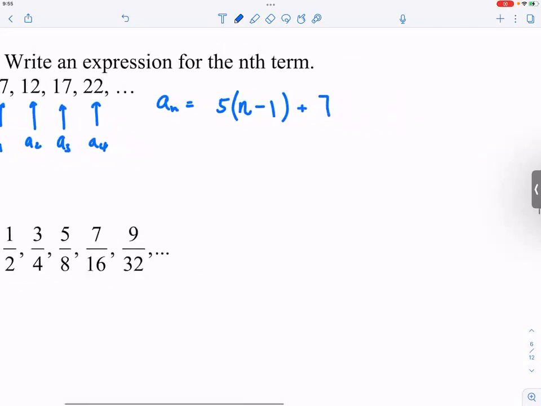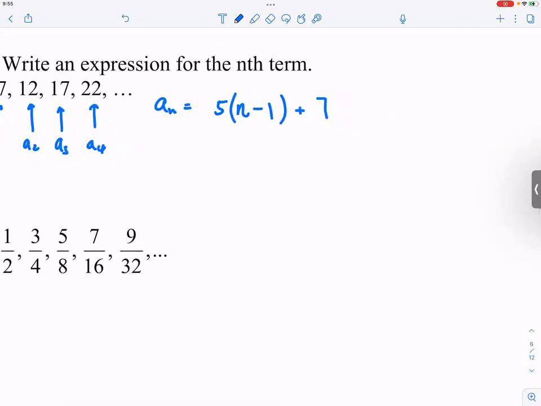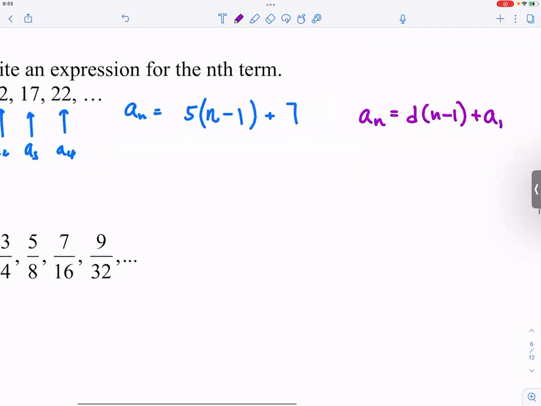Now, I want to show you here that there's a generic equation that you want to capture. This is the generic equation. The D stands for the difference between the numbers. And because you don't need to multiply or add anything for the first term, that explains why you see an n minus 1 here.